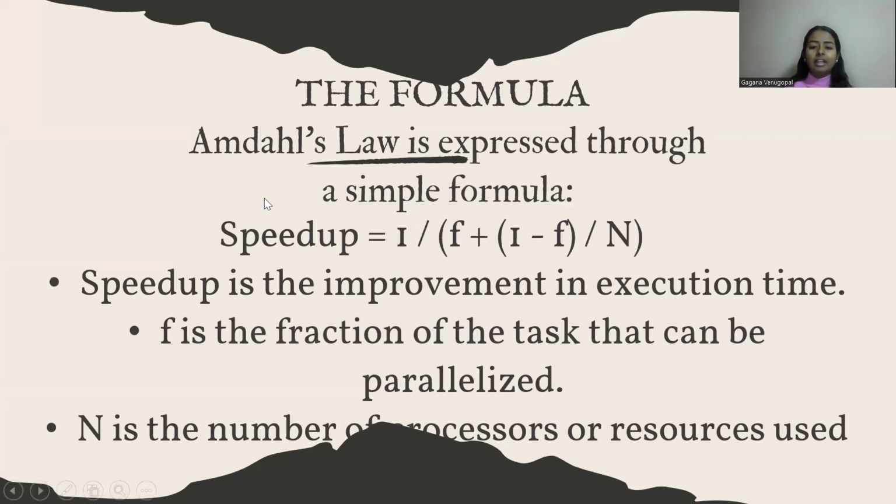The formula. Here's the formula: speedup equals 1 divided by (1 minus f) plus f divided by n. Speedup is the improvement in execution time. f is the fraction of the task that can be parallelized. n is the number of processors or resources used.